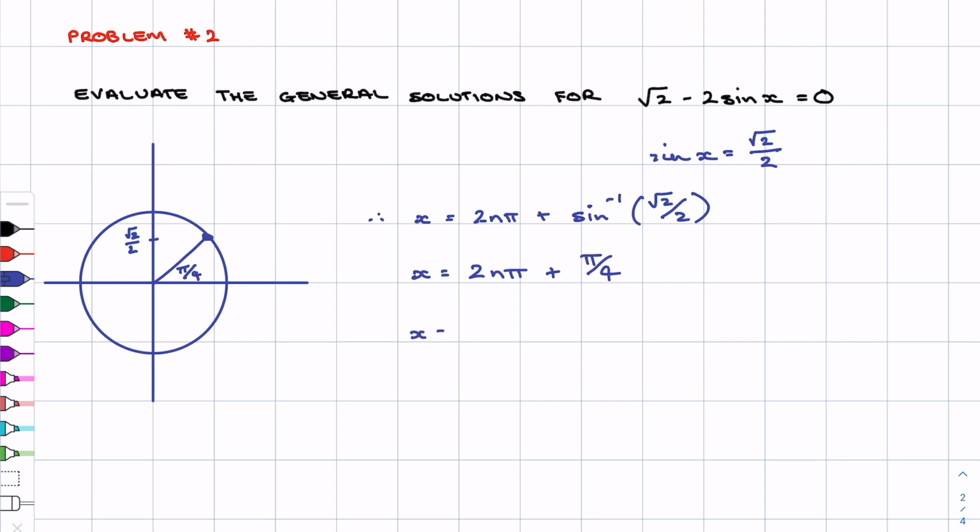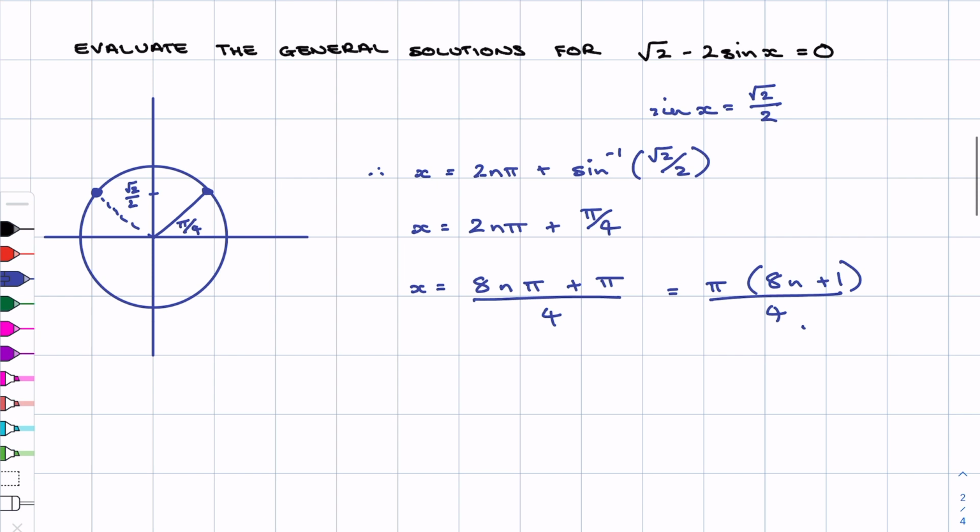Okay, and x will equal 8n pi plus pi all on 4, which I can write as pi times 8n plus 1 all on 4. So there's my first general solution. I now need to consider this other side over here. So I'm going to write this as x equals 2n minus 1 pi minus sine inverse root 2 on 2.